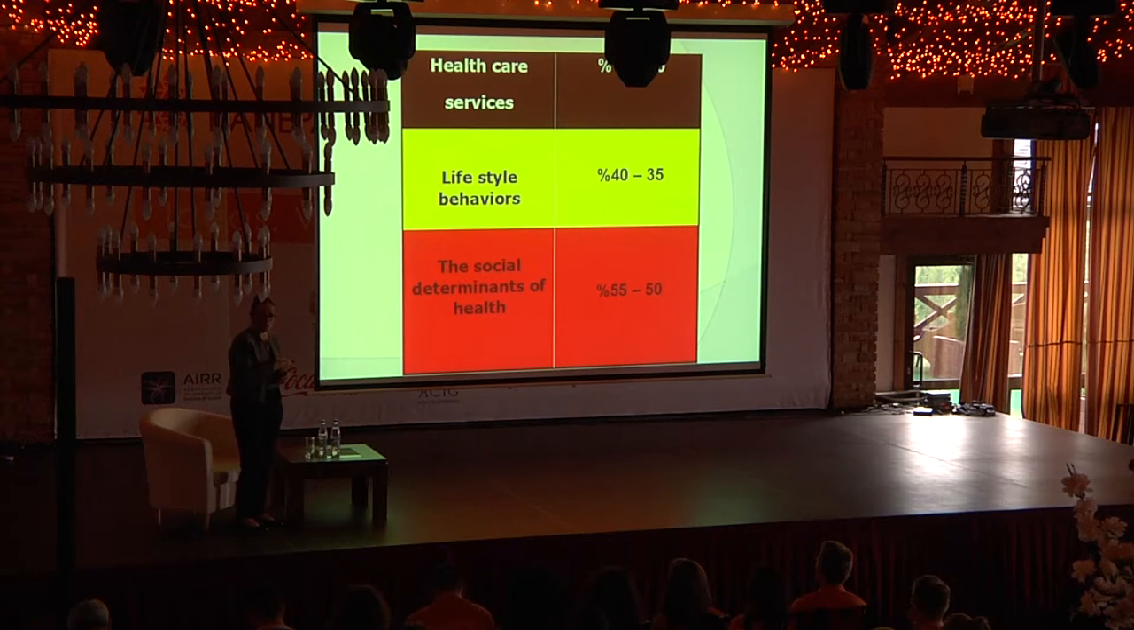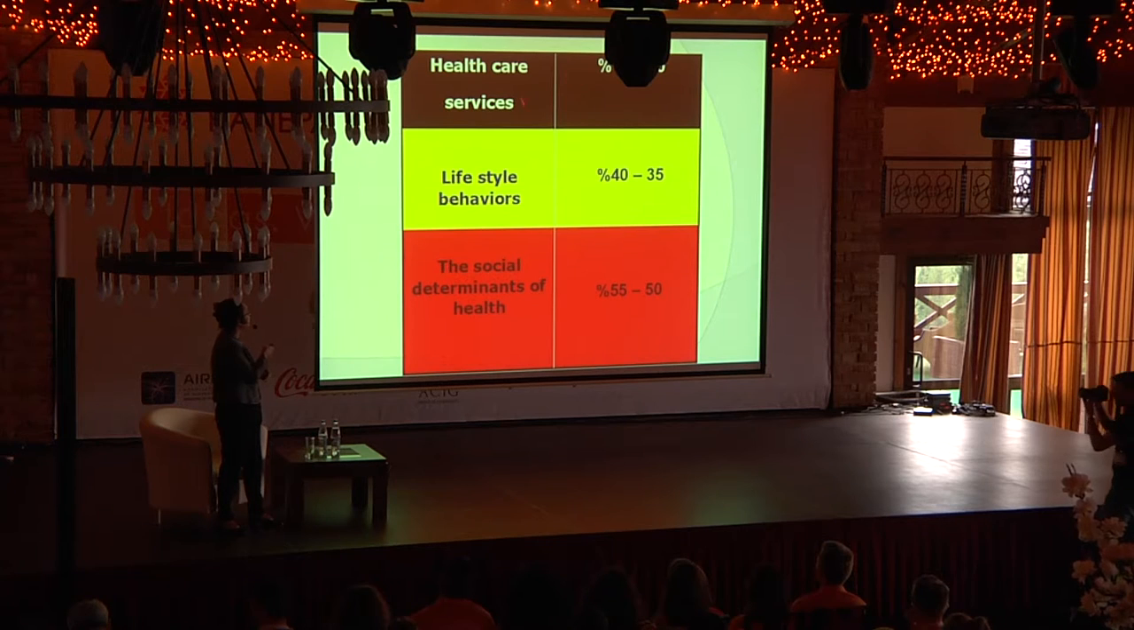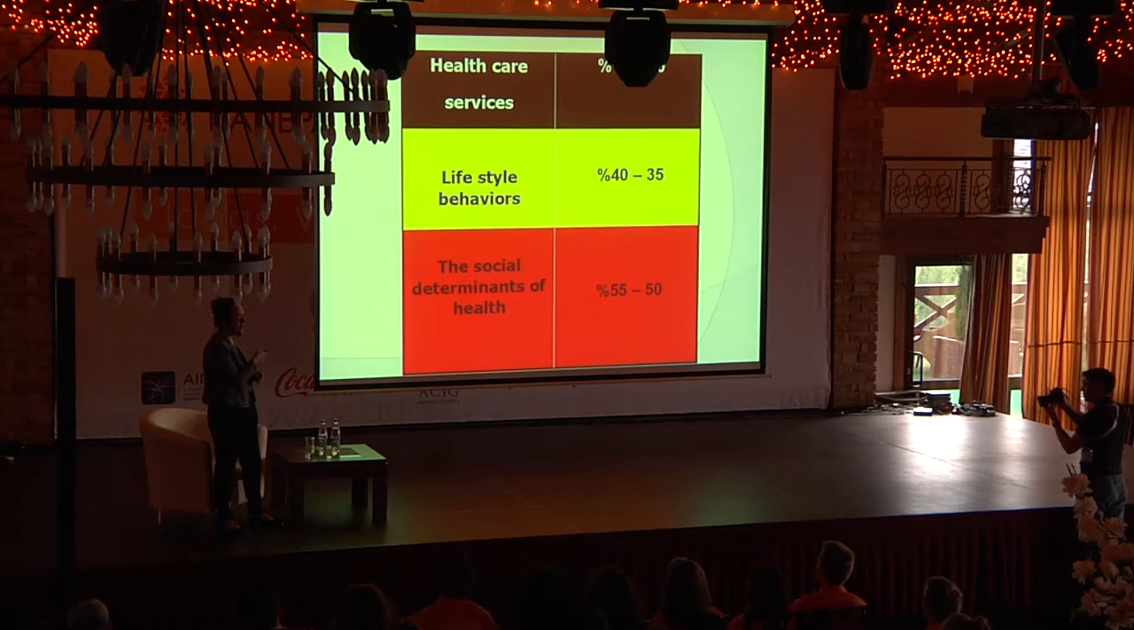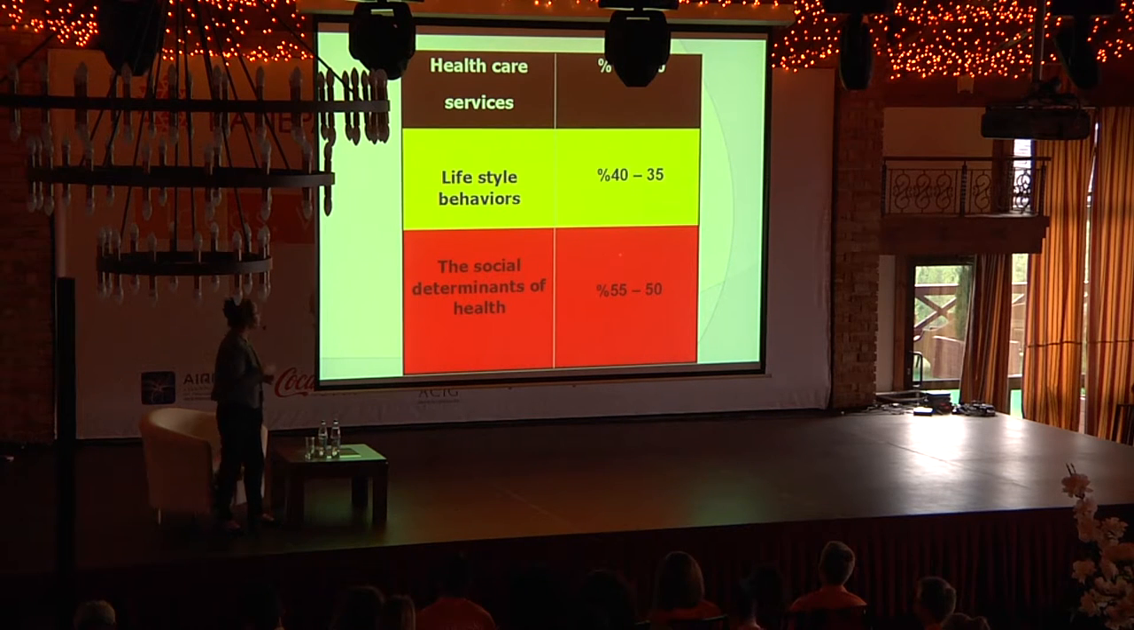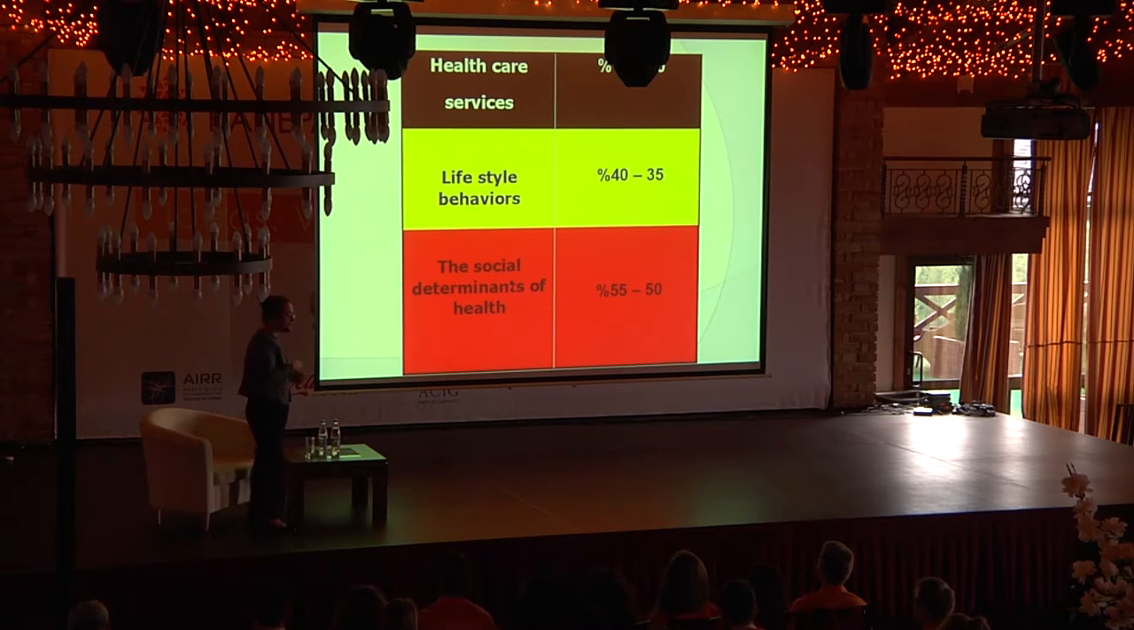So according to the WHO, the healthcare services can contribute only a little to the health of the people. It's not just about the healthcare services, it's about the social determinants of health that I mentioned before. It's about the socioeconomic status, the political position of the population, the class, the gender, whether you are in the right gender or not. So these are called the social determinants of health. And this is what affects the health of the population.